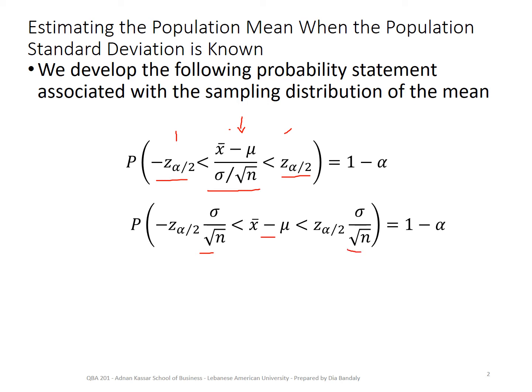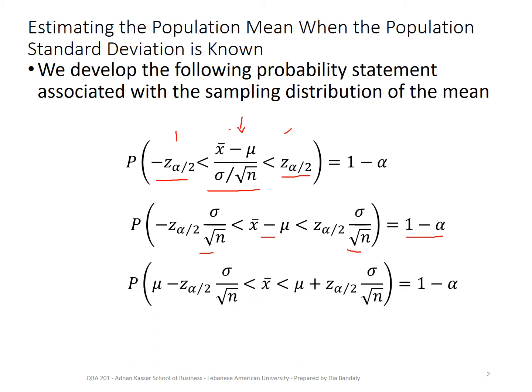Okay, and still everything, the probability is 1 minus alpha. So you can guess now what was going to be my next step. I'm going to get rid of this mu by adding mu to the three terms also. So here we go. I added the mu here, I added the mu here, so mu and minus mu will cancel out, and I added the mu here.